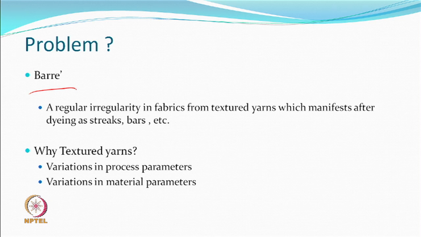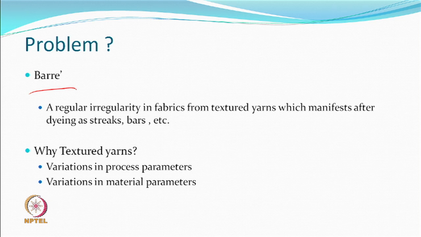So, texturing was good, everybody wanted a textured yarn, they understood the importance of stretch and bulk, optimized all properties, and then you suddenly find, well, there is something else which we are not able to look at. So, regular irregularity in fabrics. This appears when you make a fabric, knitted, woven, whatever. And why does this come?